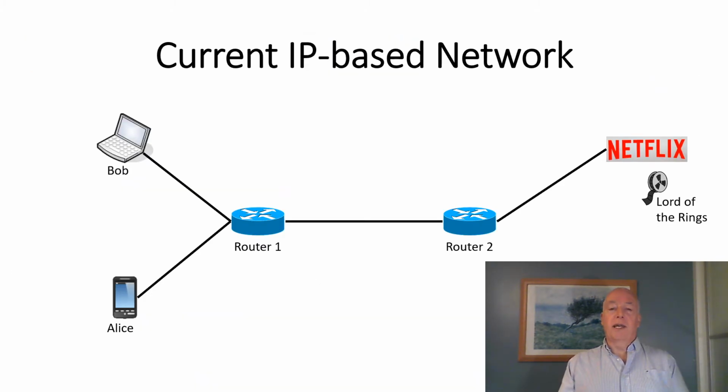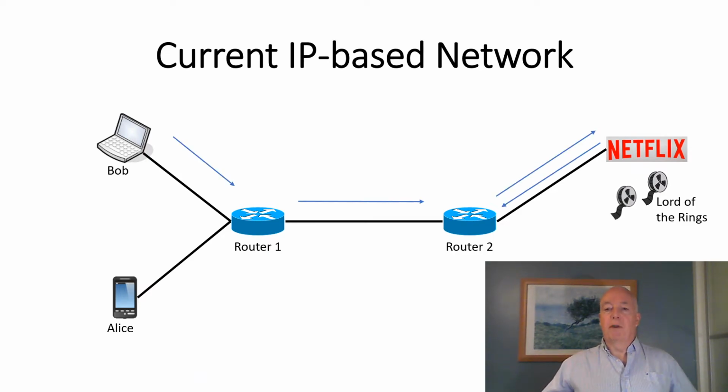This is the current internet, which is based on IP, Internet Protocol. Take two users, Bob and Alice, who are based in Dublin. Bob wants to watch Lord of the Rings from Netflix, so he sends a request to the Netflix server, which is in California. And a copy of the movie comes down to Bob's laptop.